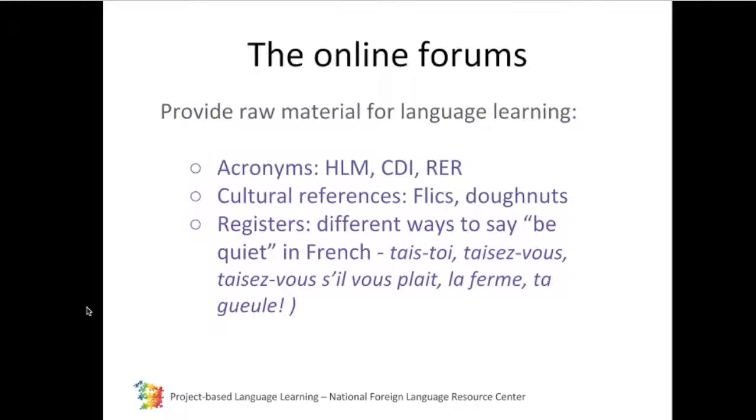So the online forums, coming back to the language, do also provide raw material for language learning. So the acronyms, HLN, CD, all of these, the cultural references such as flick and donuts, the registers. They very often discuss different ways to say something. So here there was a question for the French on how did you say be quiet in French, so tais-toi, taisez-vous, etc.